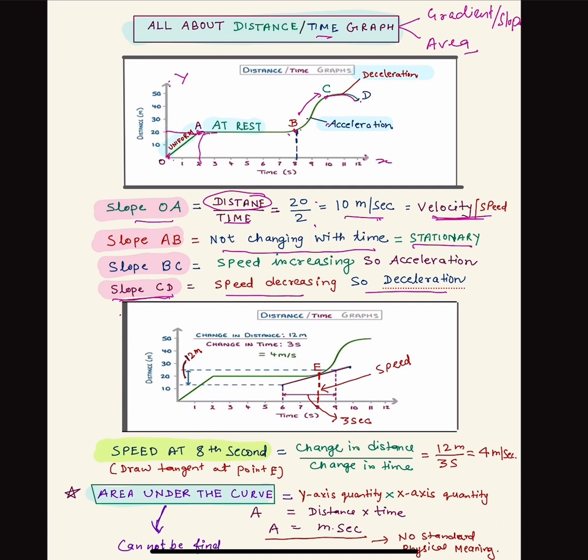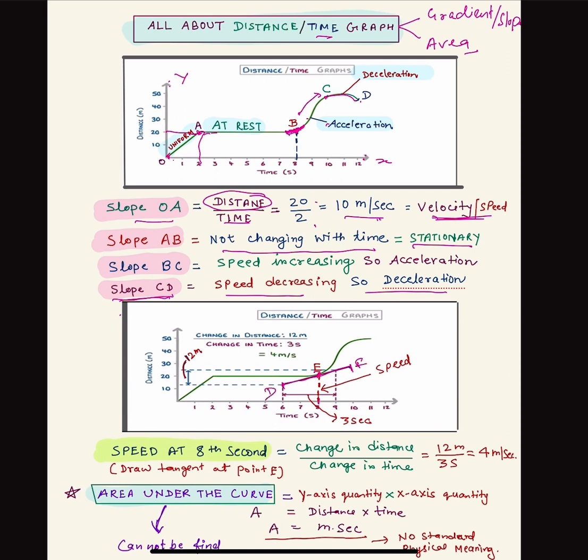Now if someone asks what will be the speed at point B, how can you find the speed at point B? Here you found it by the slope formula, here it is at rest, but at this point B it's slightly changing. So how can you find it? At point B you can draw a tangent. Can you see this tangent? At 8 second, at point E, draw a tangent. I have given it the name DEF.